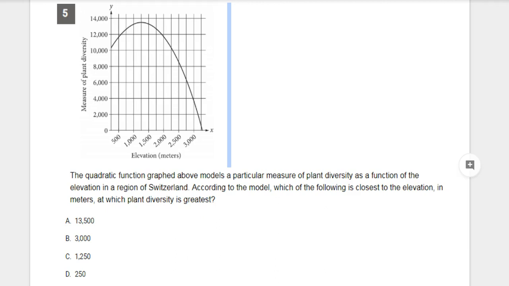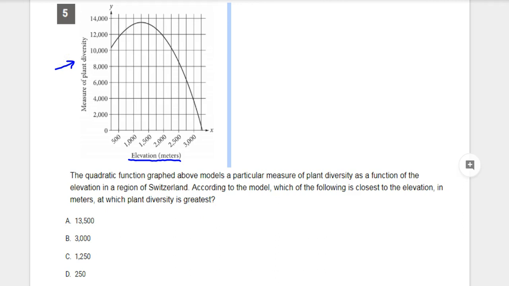All right, number 5, looks like we have a graph here that we need to interpret. I always very quickly look at a few things. Number 1, I like to look at how the axes are labeled. So it looks like we have elevation on the bottom, how far above sea level, and then we have the plant diversity over here on the side. So I want to know which number represents what.